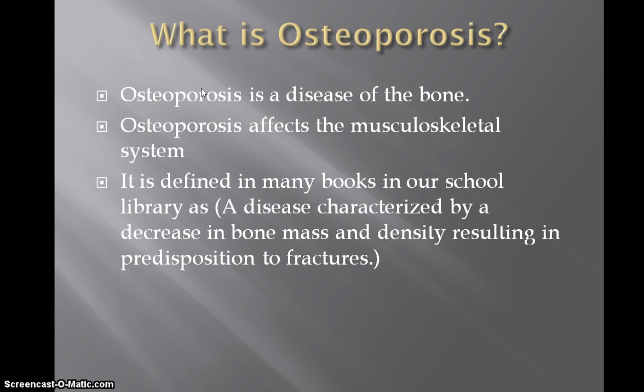What is osteoporosis? Osteoporosis is a disease of the bone. Osteoporosis affects the musculoskeletal system. It is defined in many books in our school library as a disease characterized by a decrease in bone mass and density resulting in predisposition to fractures.